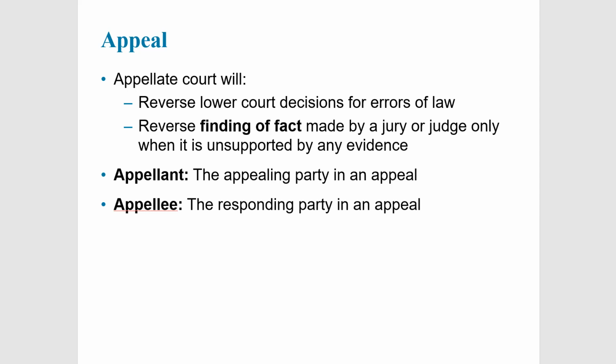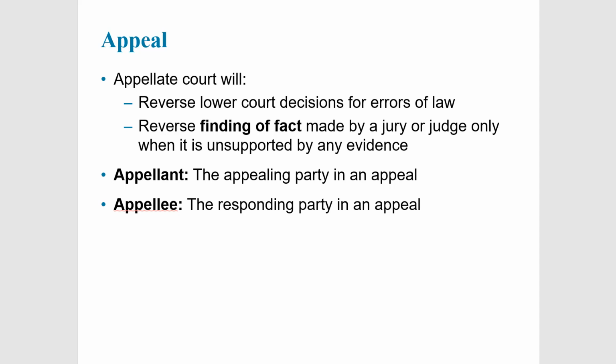An appellate court will reverse lower court decisions if they find an error of law. They can reverse a finding of fact if they think that a decision by a judge or jury is not supported by any evidence. It's rare for that to happen, but it can happen. They usually trust the trier of fact or the finder of fact to make that decision because they're the one that actually heard all the testimony.